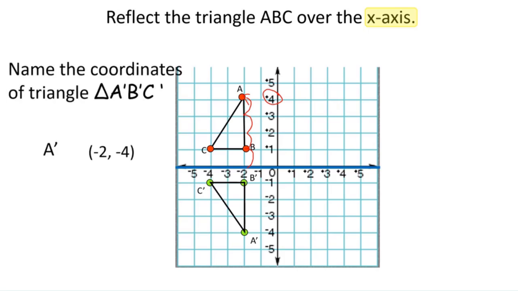A prime is at -2, -4. B prime is at -2, -1. And C prime is at -4, -1.